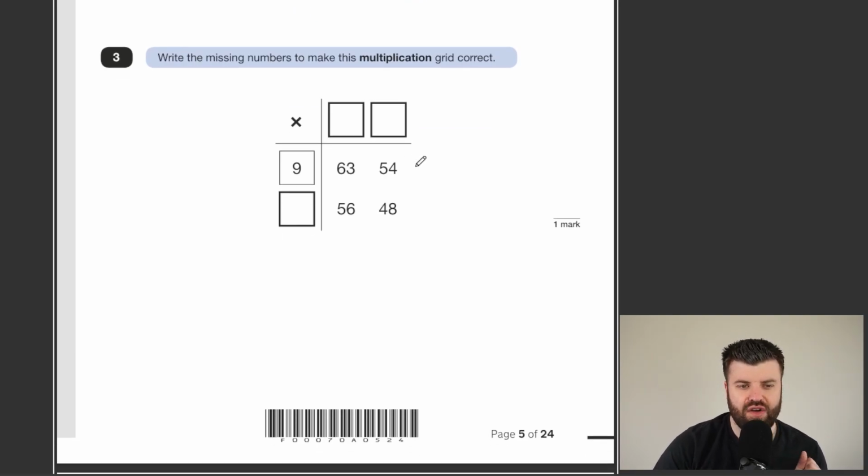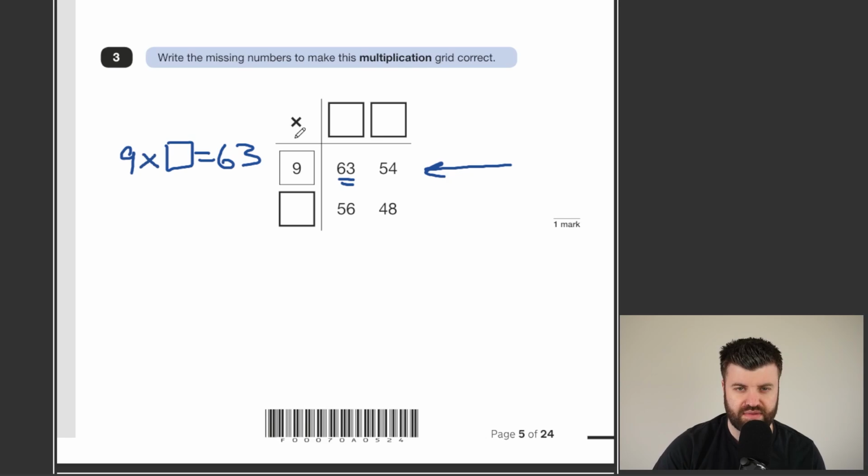Question 3, write the missing numbers to make this multiplication grid correct. You'll notice, yes, it's a multiplication grid, but it's not the answers that we're missing. It's actually the numbers we're multiplying together at the top. So we're given a 9, so we know that anything across this row here has been multiplied by 9 and something else above it. So how do I make 63? By doing 9 times what is 63?